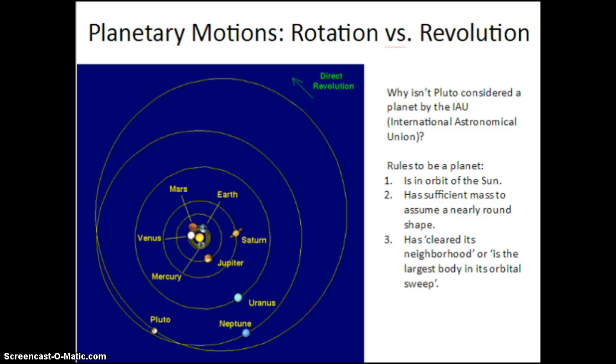And last but never least, we get to rotation versus revolution. Remember, a rotation comes from an internal axis. A revolution implies that the sun is the external axis around which we revolve. And there are 3 rules the IAU, or International Astronomical Union, uses to determine a planet. It must be in orbit of the sun, have sufficient mass to assume a nearly round shape, and lastly, have cleared its neighborhood, or be the largest body in its orbital sweep. And therefore, since Pluto crosses into Neptune's orbit, it no longer holds that title.